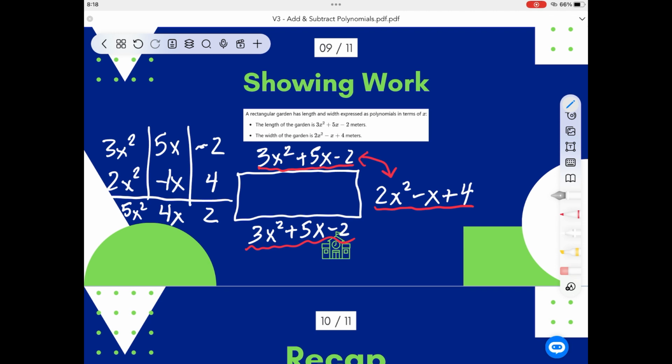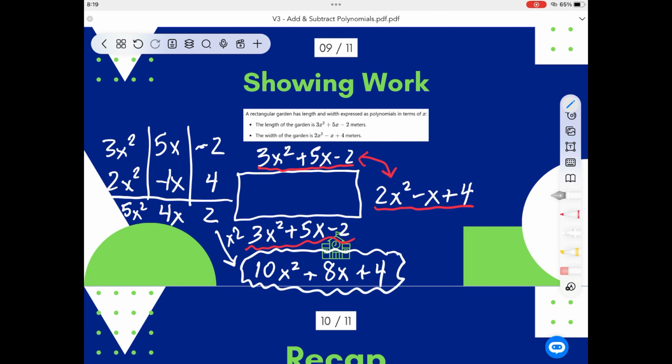So now if I double that, if I double each term and multiply it by 2, that would give me the total perimeter. So if I take all of this times 2, I'm going to end up with 10x squared. 4x times 2 becomes 8x, and 2 times 2 becomes 4. So 10x squared plus 8x plus 4 would be the perimeter of this shape. All right. So this is how we can go about finding a sum of polynomials, or adding polynomials together, in a problem where there's a little bit of a story.